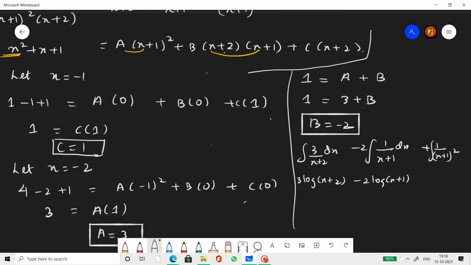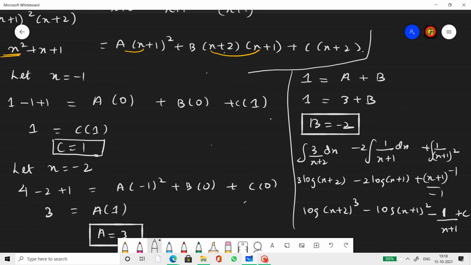So take it out. Write it as x plus 1 to the power of minus 2 and then use the x power n rule. So this way we get x plus 1 to the power of minus 1 by minus 1. So 3 log x plus 2, which we can write as log x plus 2 the whole cube, minus log x plus 1 the whole square and minus 1 by x plus 1 plus c.